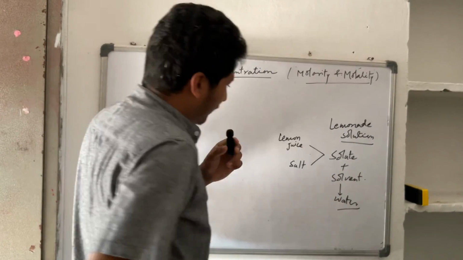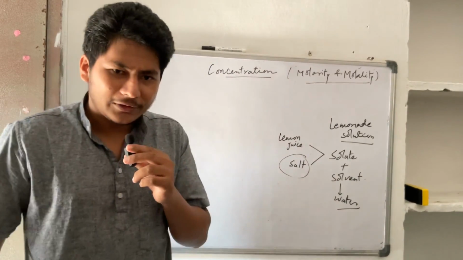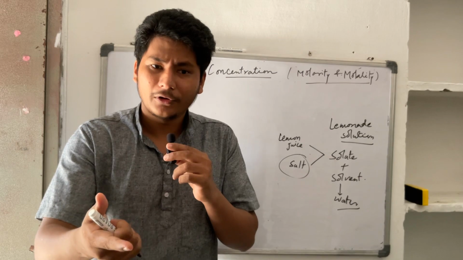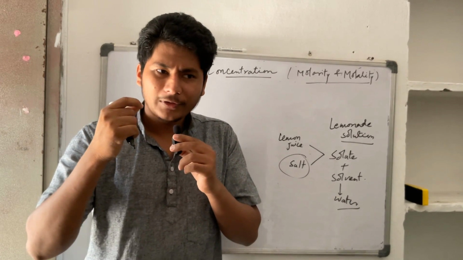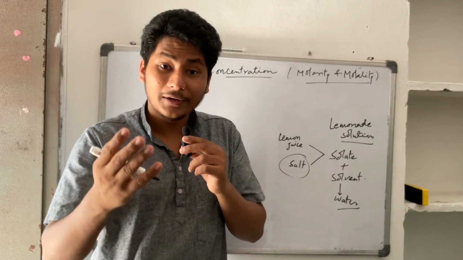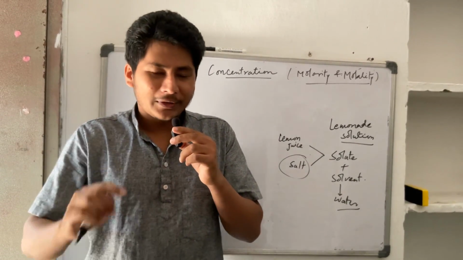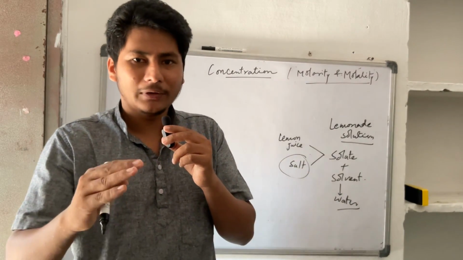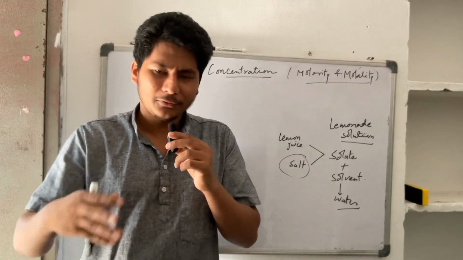Okay, good. So now if I ask you how much salt you have used, you will say, sir, I think we have used half a spoon of salt, or you will say I have used 2 gram of salt, or you will say I have used 5 gram of salt in 100 ml of water. So from here we define concentration. Concentration is actually quantifying the amount of solute you have used in some ml of solvent you have taken.